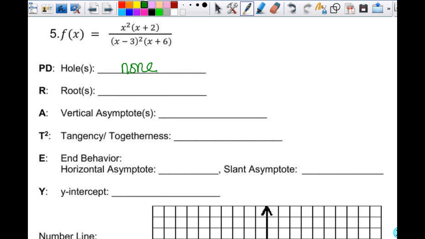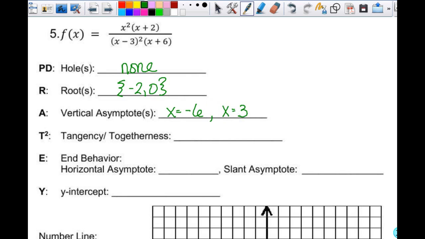My roots come from where? The numerator, right? So I've got 2, I've got 0, or I've got negative 2 and 0. Then the vertical asymptotes come from the denominator, so I get x equals what? Negative 6, and x equals 3.